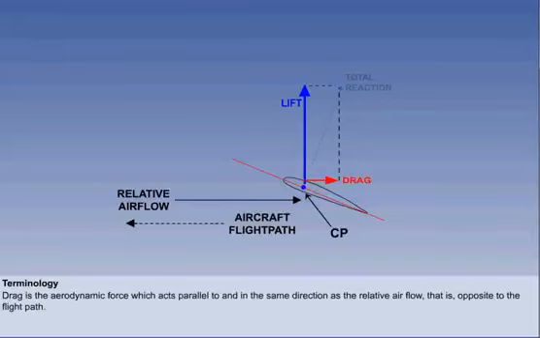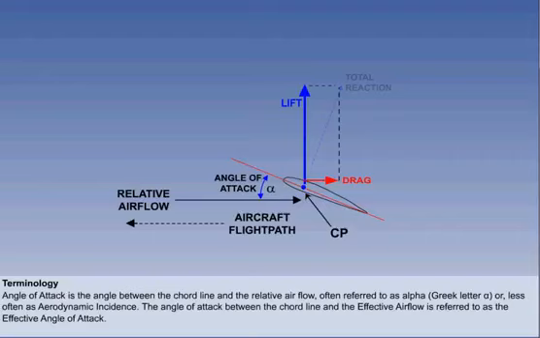Angle of attack is the angle between the chord line and the relative airflow. It is often referred to as alpha, written as the Greek letter. An alternative, but less used term, is aerodynamic incidence. The angle of attack between the chord line and the effective airflow is referred to as the effective angle of attack.